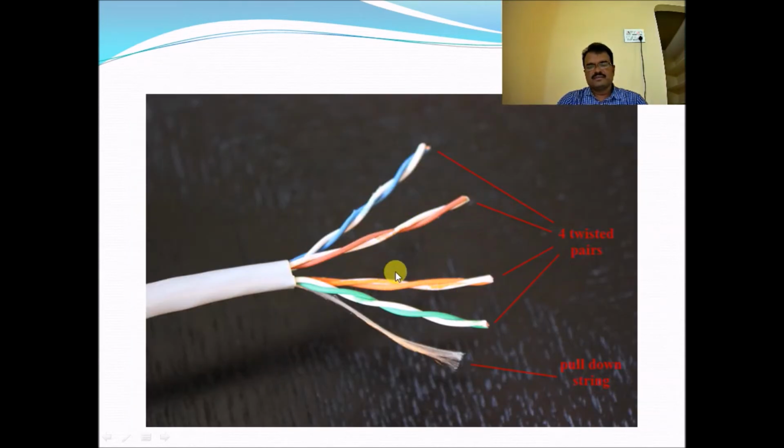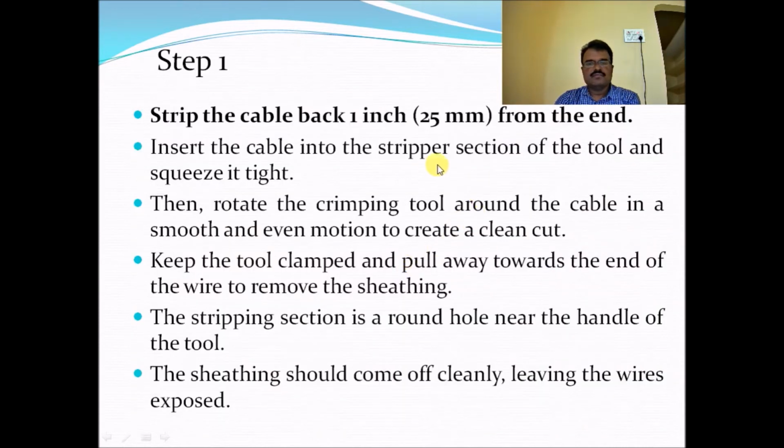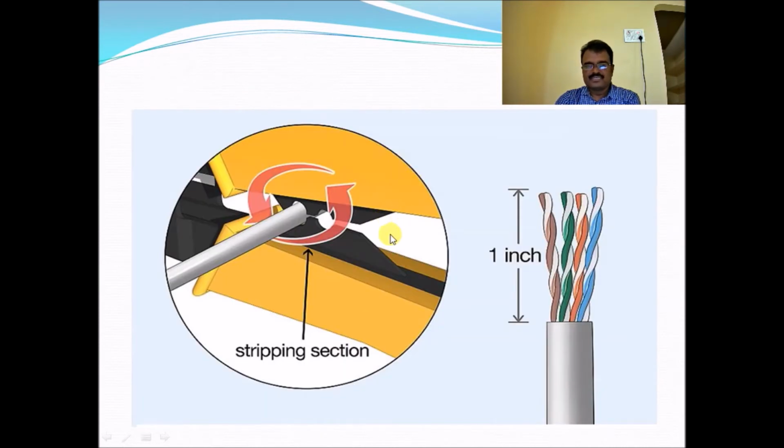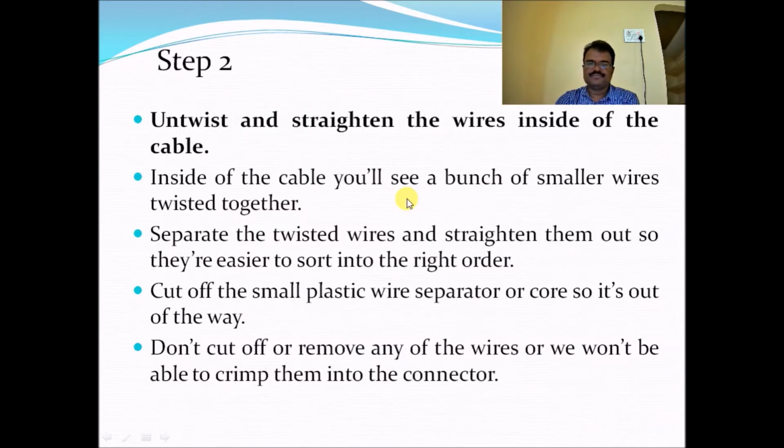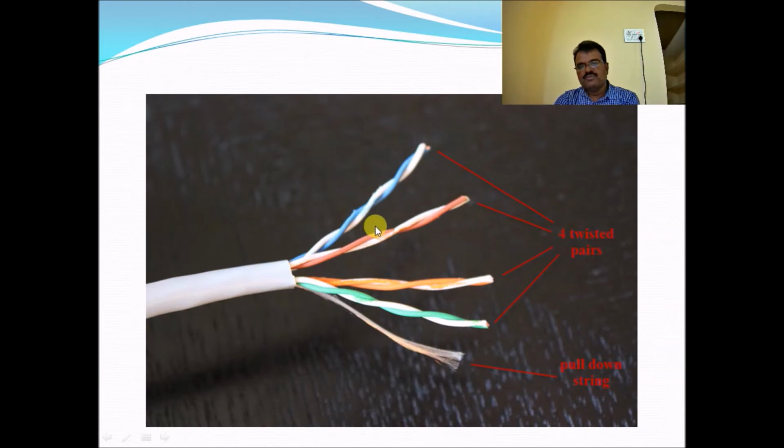After removing it from the stripper section of the crimping tool, we will get it like this. These are 4 twisted pairs: 1, 2, 3 and 4. This is a pull-down string, we can remove this one. So like this we get 4 twisted pairs, that is 8 colored wires. Now what we have to do is untwist. These are in twisted mode. We have to untwist these wires up to this portion.